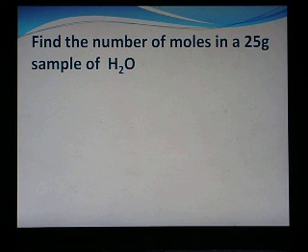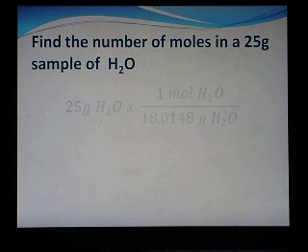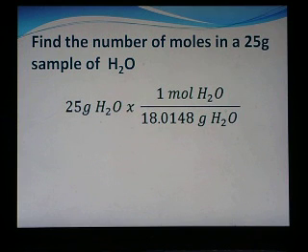First, you take what's given in the problem and write it down. Then you take a conversion factor, which in this case would be moles over grams. You choose a conversion factor by taking the opposite of the given measurement, which is moles, and putting it over the given measurement, which is grams. So you would take 1 mole of H2O and put it over the mass of water in 1 molecule of water. So you have 25 grams of H2O times the conversion factor of 1 mole of H2O over 18.0148 grams of H2O.